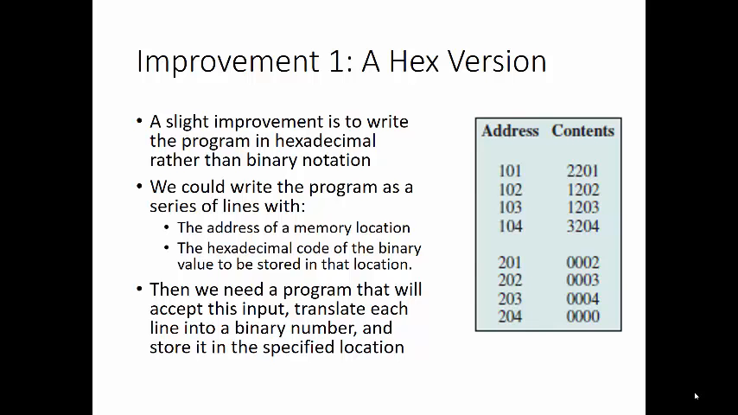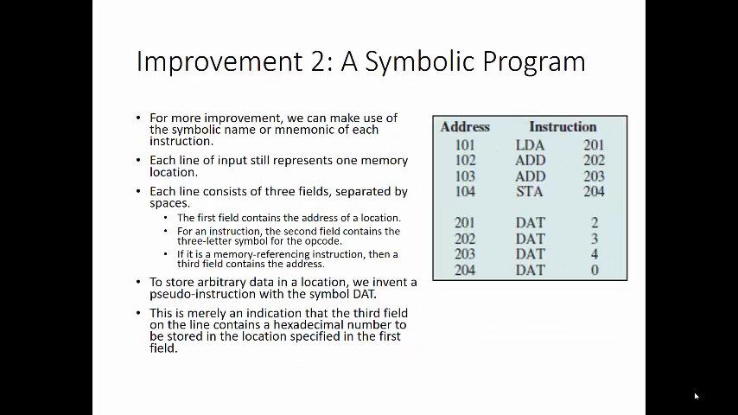The second improvement that we can make is a symbolic program. Here we make use of the symbolic name or mnemonic of each instruction. Each line of the input still represents one memory location, and each line consists of 3 fields. The first field contains the address for an instruction. The second field contains the 3-letter symbol of the opcode, and if it is a memory referencing instruction, then the third field contains the address.